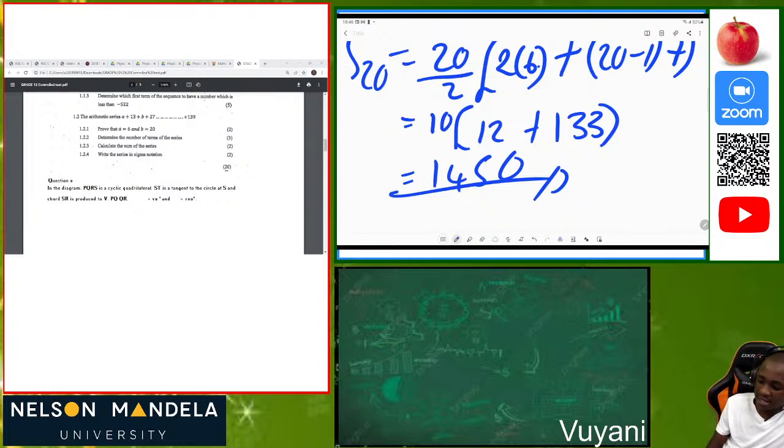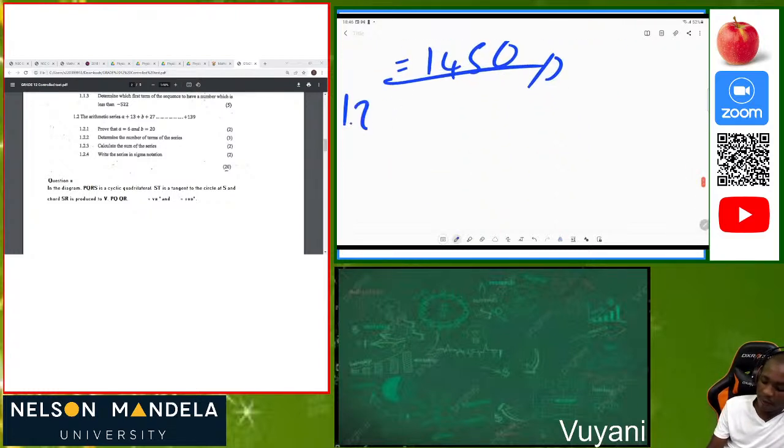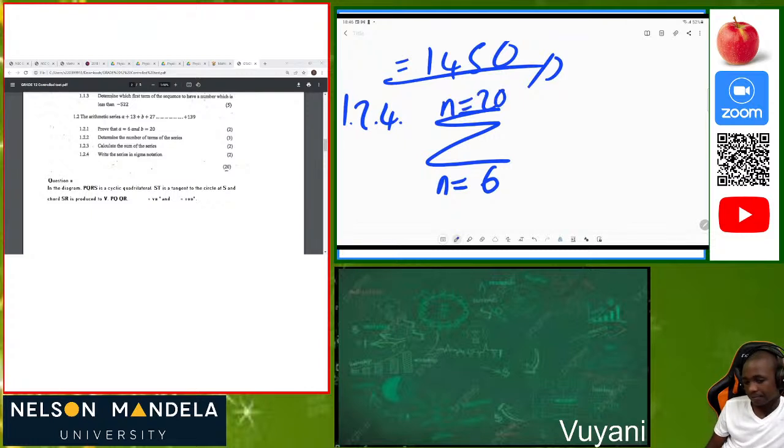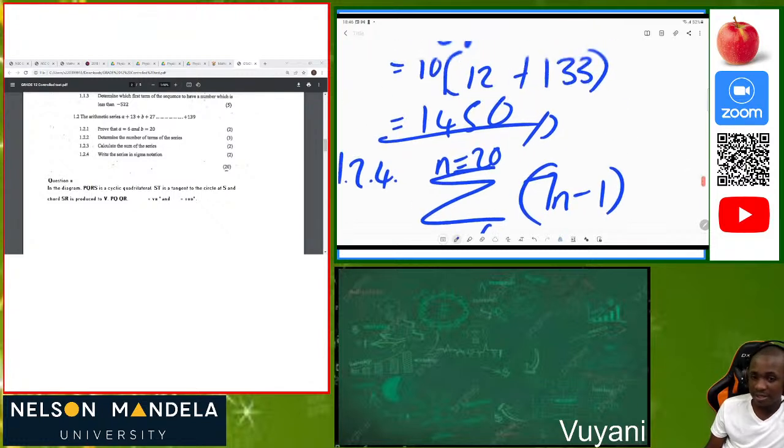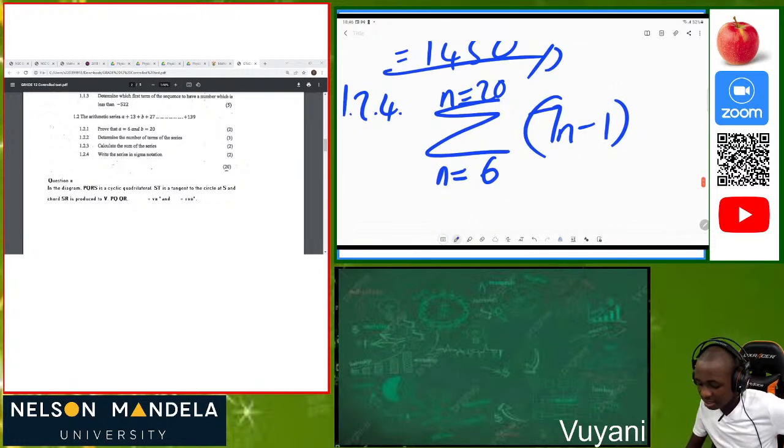Now, the next question says write this in the form of sigma notation. We know that the sigma notation, it's your numbers. The numbers are starting from positive 6 and ending at 20. What is our Tn? Our Tn is 7n minus 1. So this is our sigma notation. The numbers are starting from 6 and ending at 20.